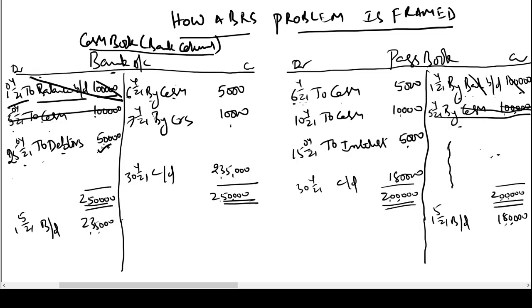Again, on the debit side of the passbook, there is a transaction. So these two transactions are the same. We'll strike them off. They are not the reason for the difference.